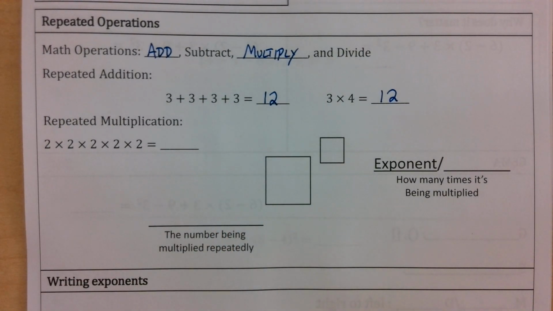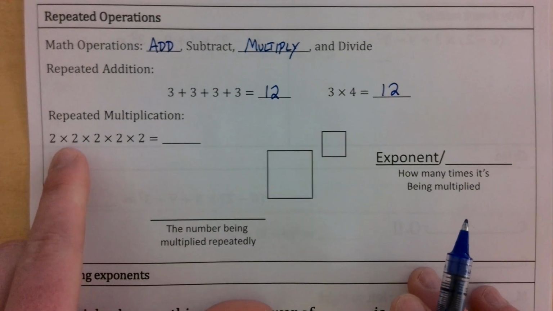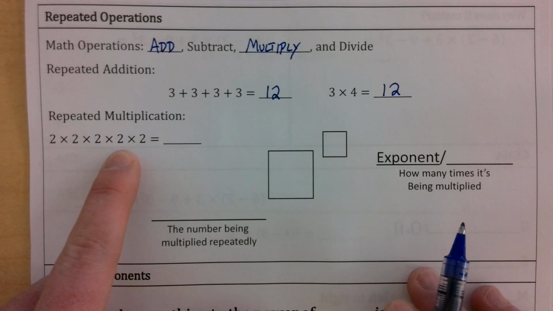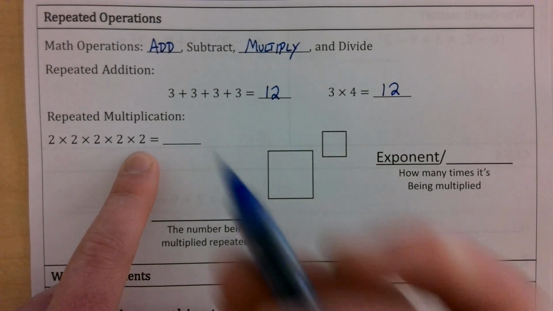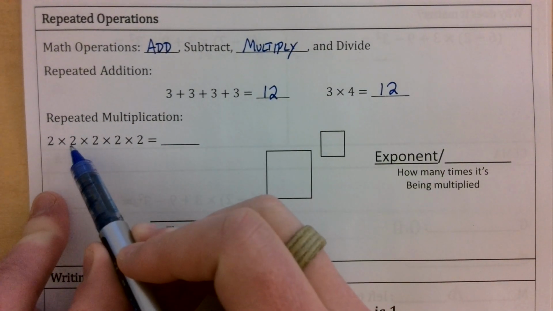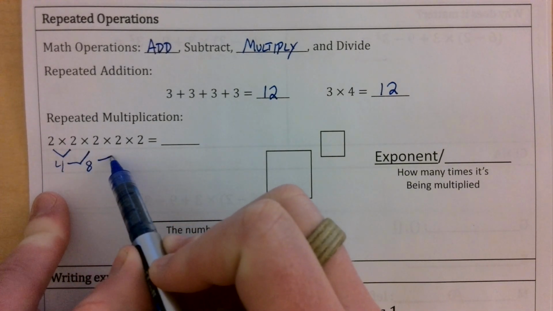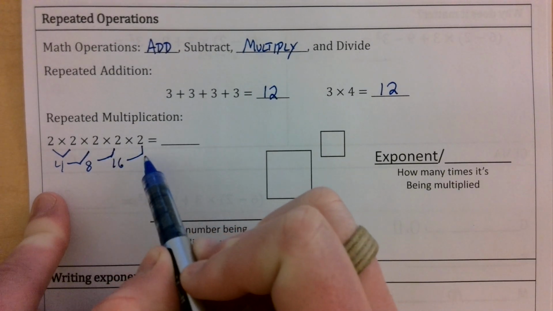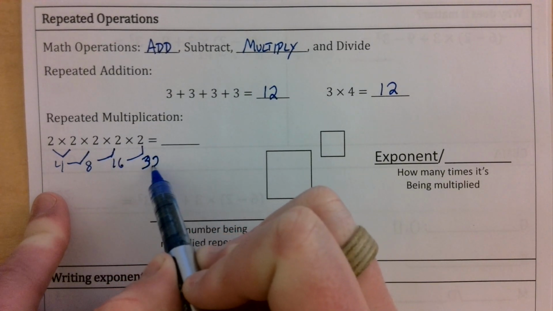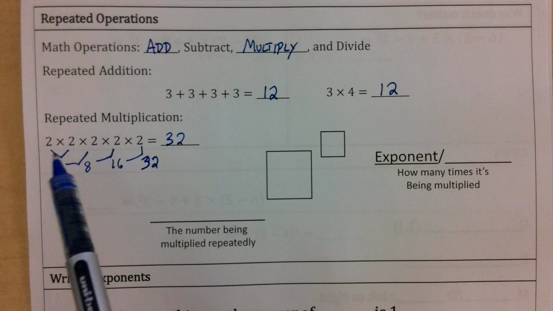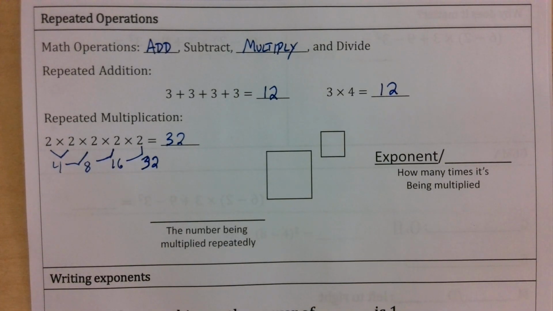Now you might be wondering, what if we repeat multiplication? That's where exponents come in. So if I have repeated multiplication, I have 2 times 2 times 2 times 2 times 2. Well, let's see what that is. 2 times 2 is 4. 4 times 2 is 8. 8 times 2 is 16. And 16 times 2 is 32. But I had to write out 2 times 2 times 2 times 2 times 2. That's a pain. Remember, mathematicians are all about shortcuts.